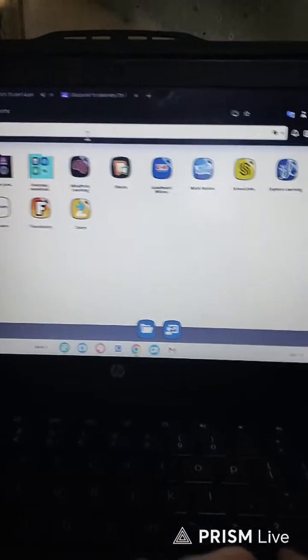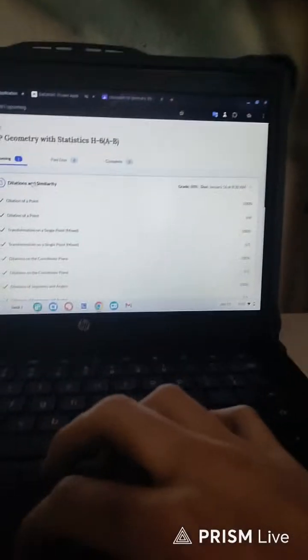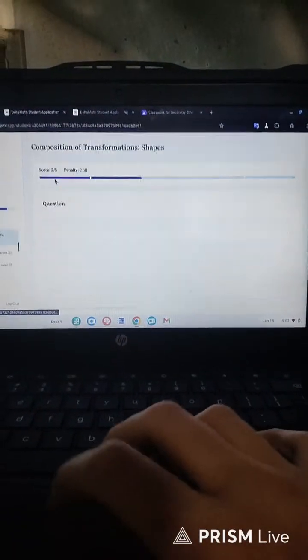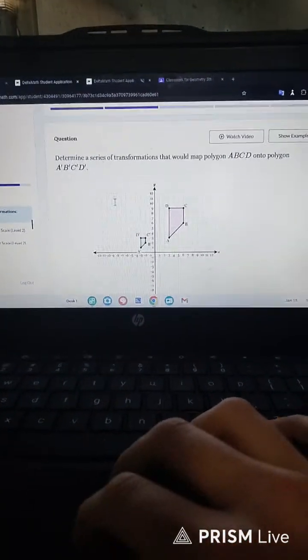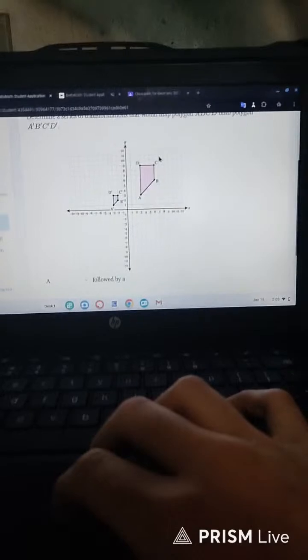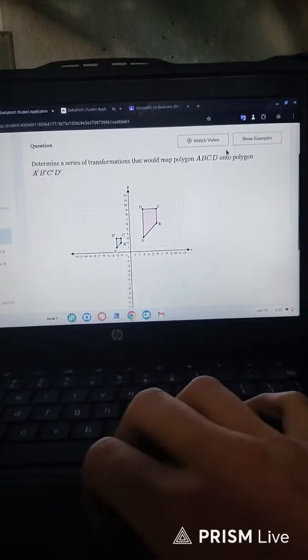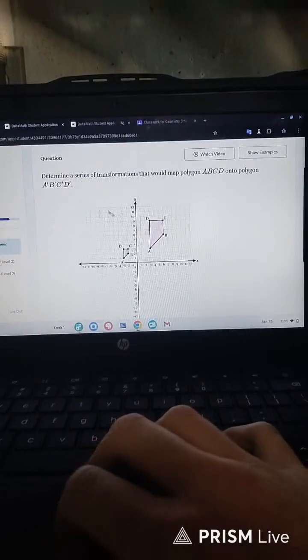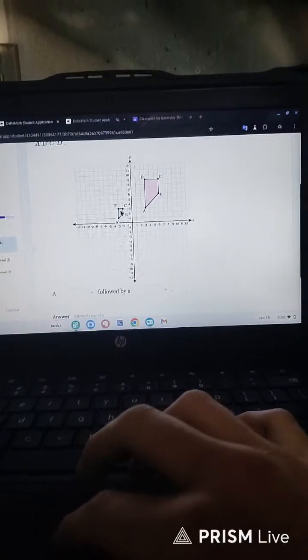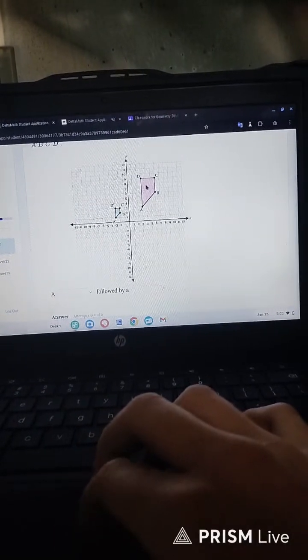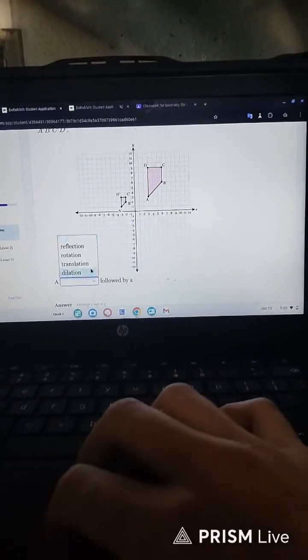I have that played, and I open another tab. Alright. And then we come here. We go here. Transformations that would map polygon ABCD onto polygon ABCD. Alright, 1, 2, 3. So it's gotta shrink down by 3.